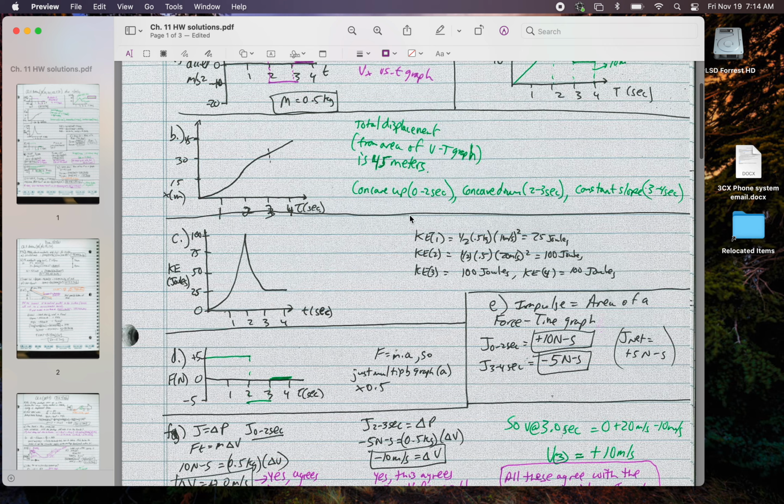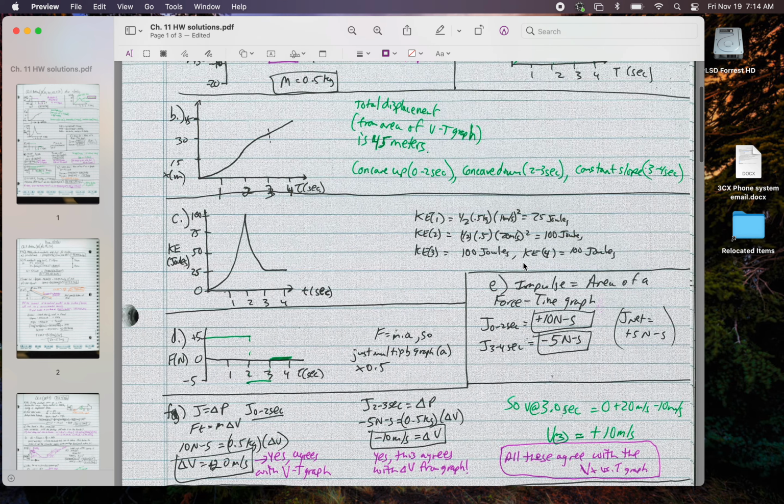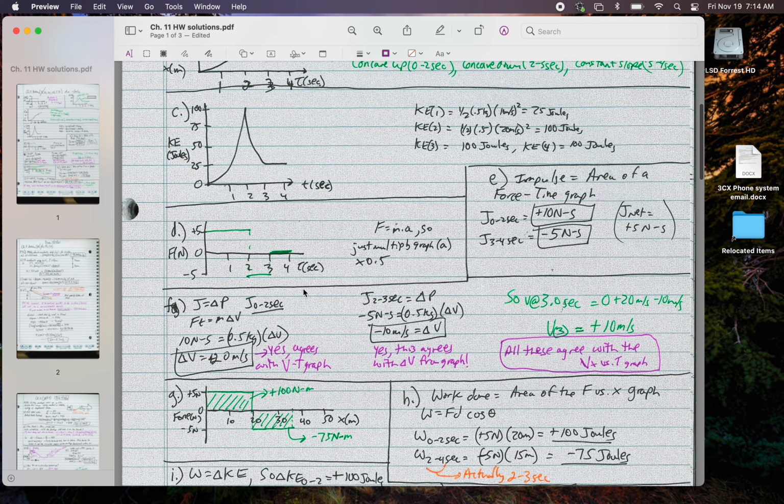This one, what I looked at is I looked at the velocities after 1, 2, and 3 seconds, and I just put that in a kinetic energy formula, and it goes up exponentially, down also that way, that's steep, and then it's constant.